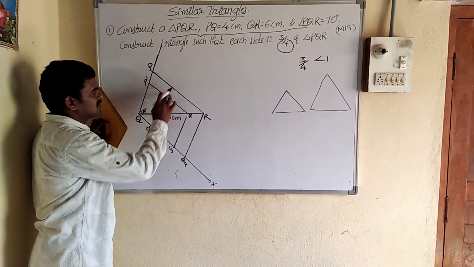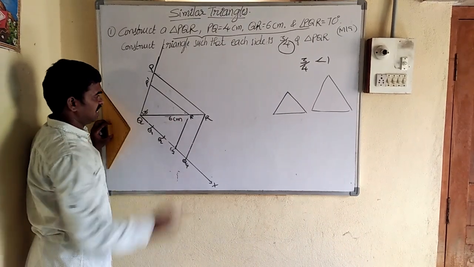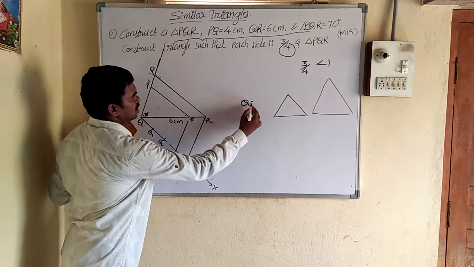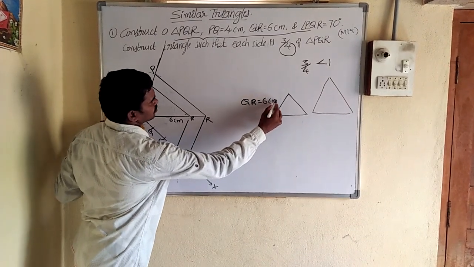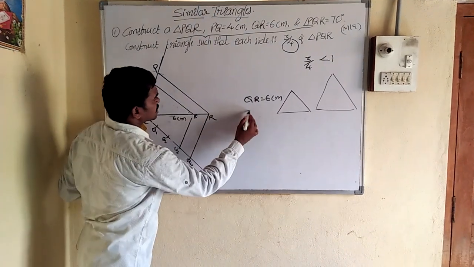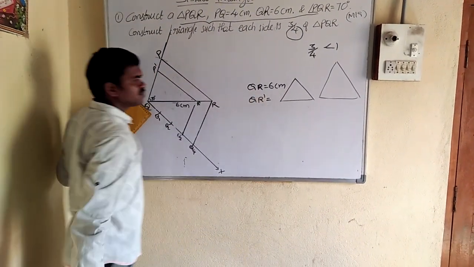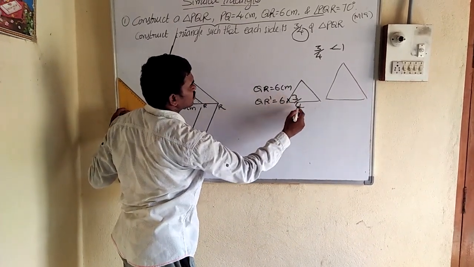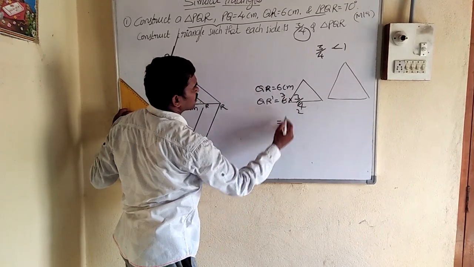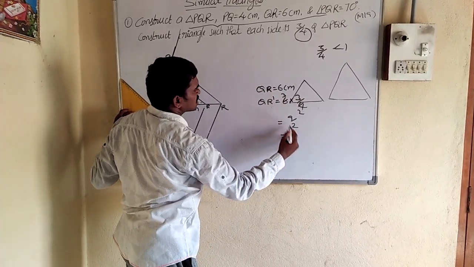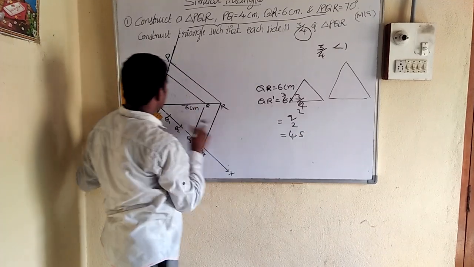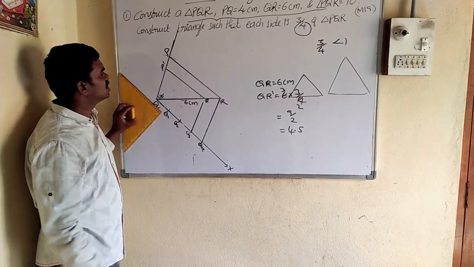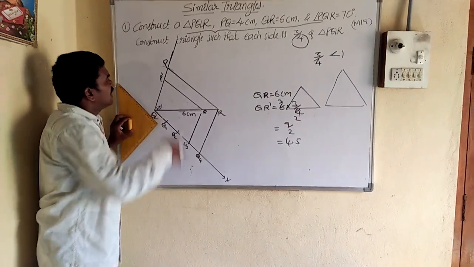So similarly, both are similar. We can check whether it is right or not. From Q to R is 6 cm. So what about QR dash? QR dash must be 3 by 4 times 6. Two twos, two threes, three threes, 9 by 2, which means 4.5. So is it 4.5 or not? You can check. If it is 4.5, your diagram is right. So this is a similar triangle.